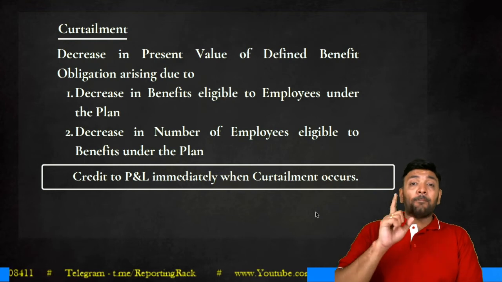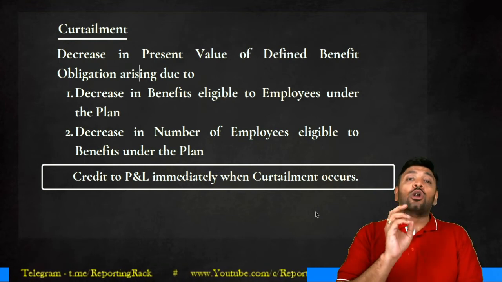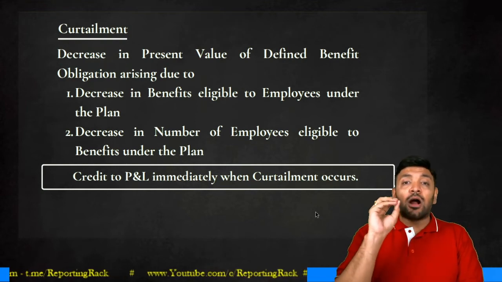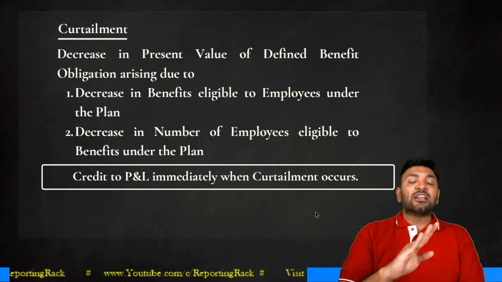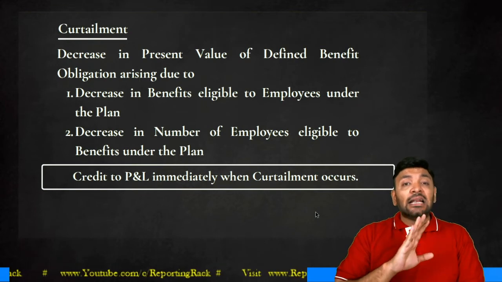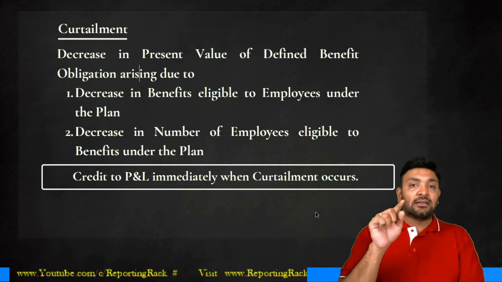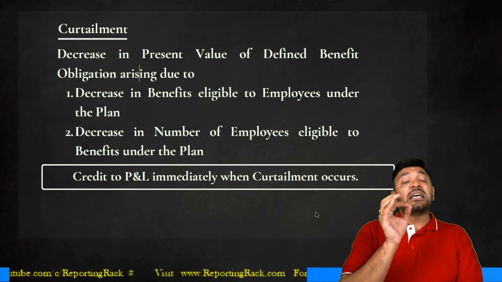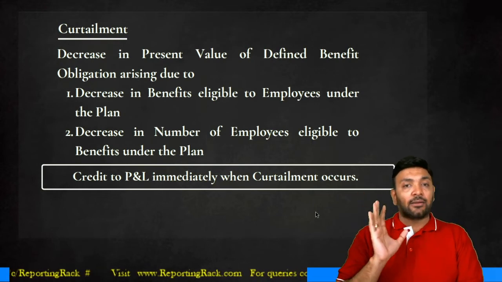So guys, remember, past service cost or curtailment, both these situations occur only if the management or the enterprise has done some modifications to the plan. If there is no modification to the plan, there is no past service cost, no curtailment. That's why I said these are items which will appear only if a particular event occurs. Here, what is the event? Amendment or modification to the plan occurred, which has resulted either in a past service cost or could result in curtailment. Clear?